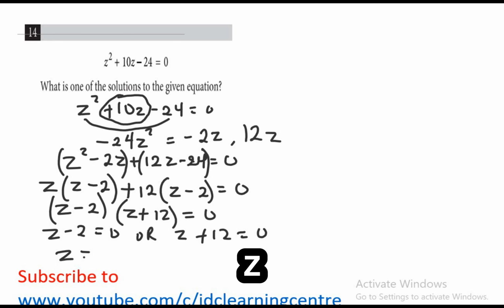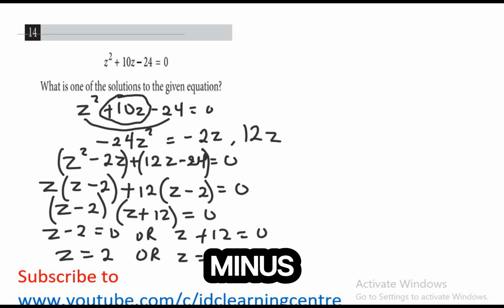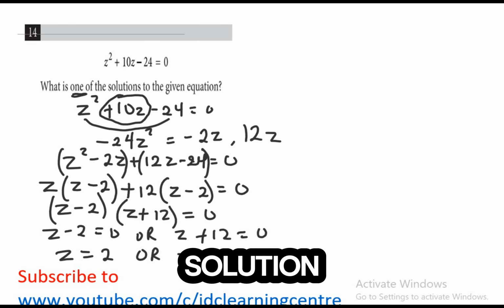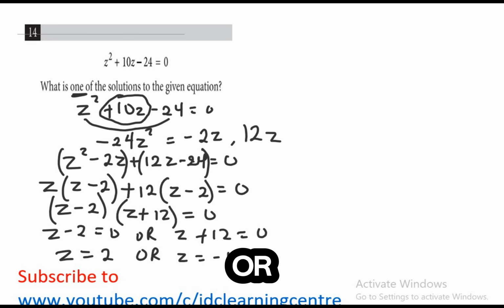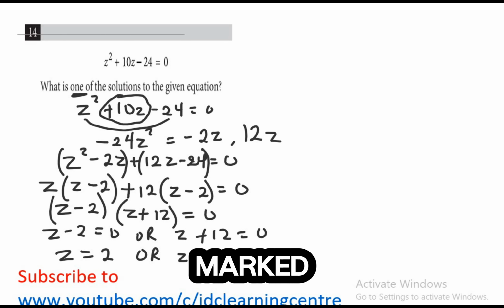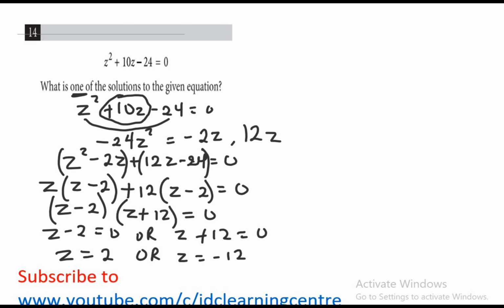So z equals 2, or z equals minus 12. We have to put in only one solution, so you can either put in 2 or minus 12. You don't need to put the two solutions, else you will be marked wrong. I hope that is clear. All right, so we'll move on to the next question.